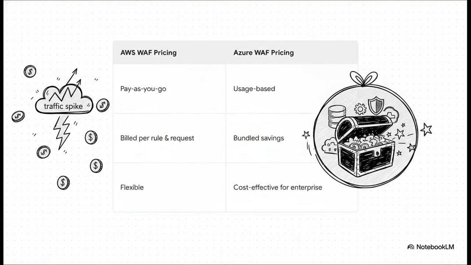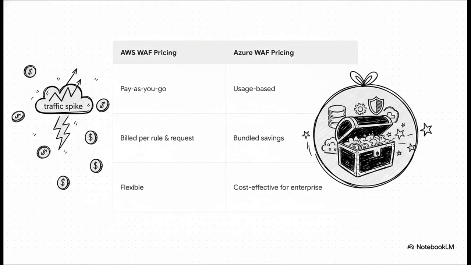The two platforms have kind of different philosophies when it comes to money. AWS WAF is a pure pay-as-you-go deal. You pay for each policy, each rule inside that policy, and every single request it looks at. It's super flexible, but as folks point out, it can get pricey if you suddenly get a huge spike in traffic. Azure is also usage-based, but its real superpower is in the bundle.